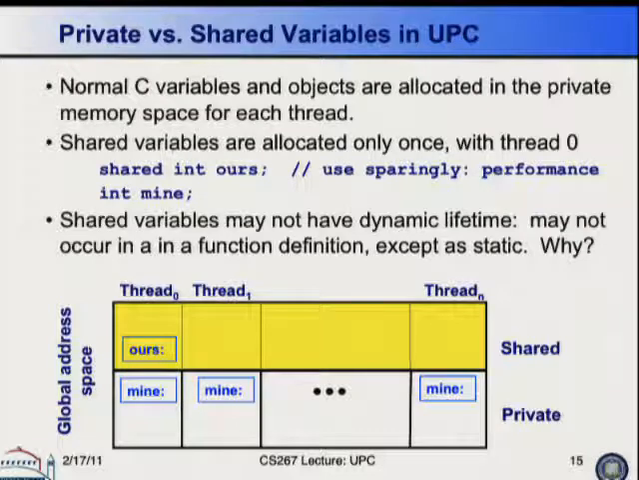In contrast, if you just have a regular variable, the mine variable has a copy in each one of the threads. Shared variables cannot have a dynamic lifetime. What that means is you can't have a declaration like this inside of a function that's other than the main function. You can have them at the global scope outside of main, or you can have them in the main function, but you can't have them in a dynamic context because of the dynamic lifetime. Anybody explain why?